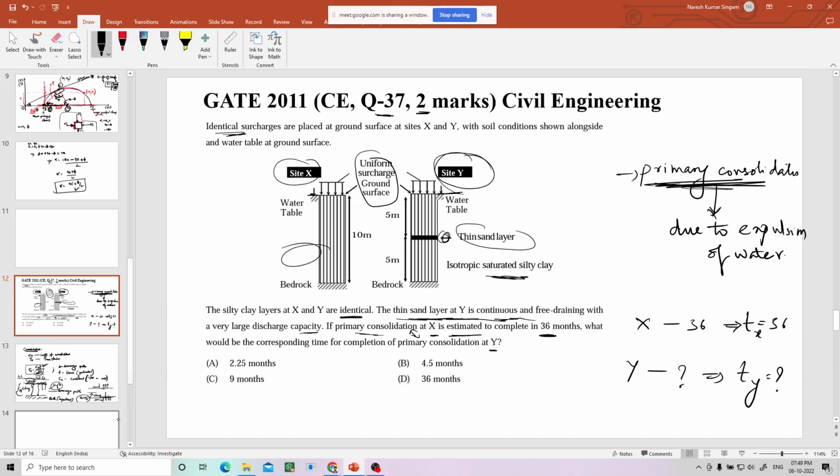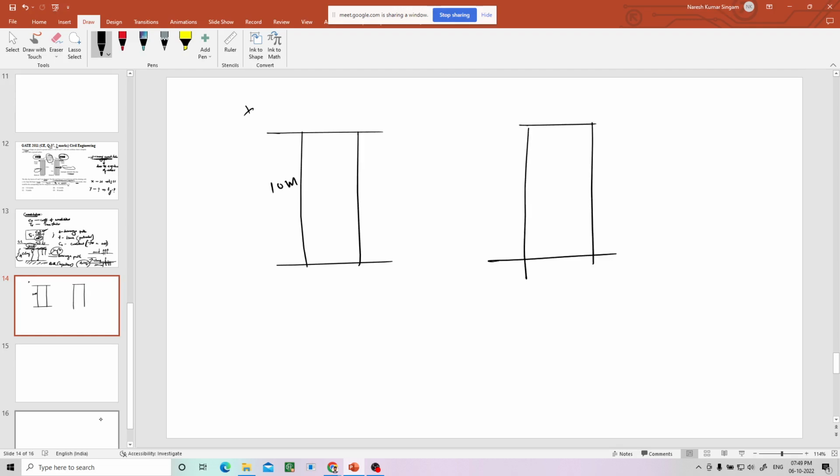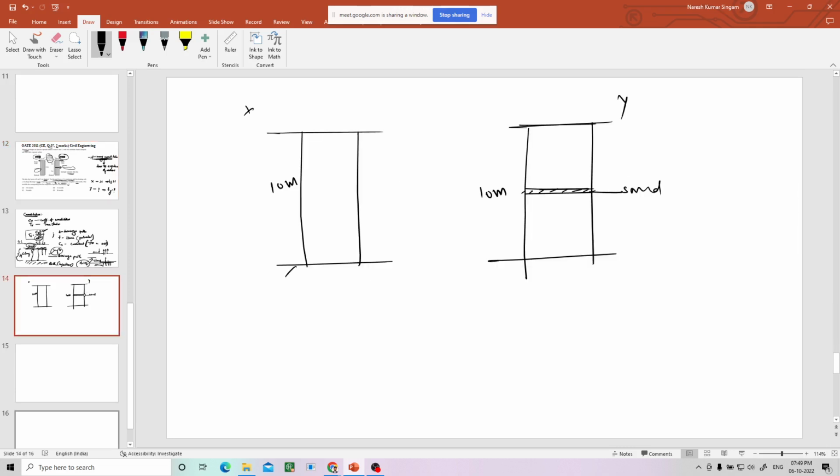See, let us say at the X side the height is 10 meter. At the Y side also 10 meter total, but in the middle there is a thin sand layer. That's it. Okay, this is the Y side. Now, here what is given? Bedrock. There is nothing above ground level, right? So this is bedrock, this is also bedrock. That means impervious. Water cannot percolate in this direction, it cannot happen here also. Only water should travel in this direction.